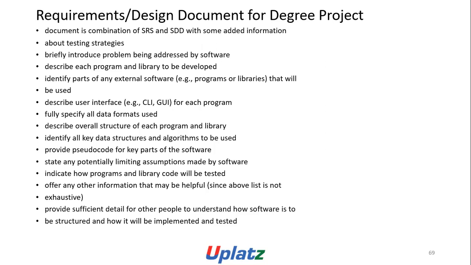Briefly introduce problems being addressed by software, describe each program and library to be developed, identify parts of any external software, for example programs or libraries that will be used, describe user interface, for example CLI or GUI for each program, fully specify all data formats used, describe overall structure of each program and library, identify all key data structures and algorithms to be used, provide pseudocode for key parts of the software, state any potentially limiting assumptions made by software, indicate how programs and library code will be tested, offer any other information that may be helpful since the above list is not exhaustive. Provide sufficient detail for other people to understand how software is to be structured and how it will be implemented and tested.